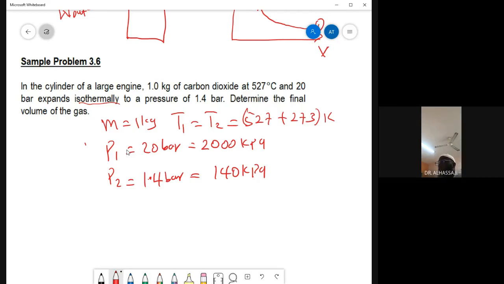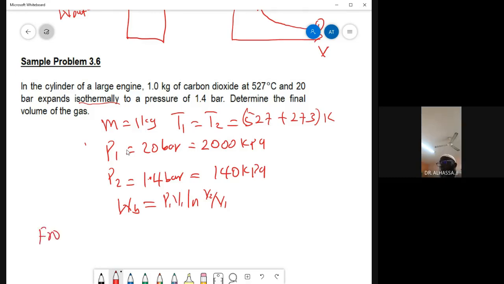So this is very easy. Here we are not interested in the work done. The question did not say find the boundary work. If it says find the boundary work, then again it is going to be P1 V1 log of V2 divided by V1. But the question did not ask for this. So it says find the final volume, so we only apply the ideal gas equation.